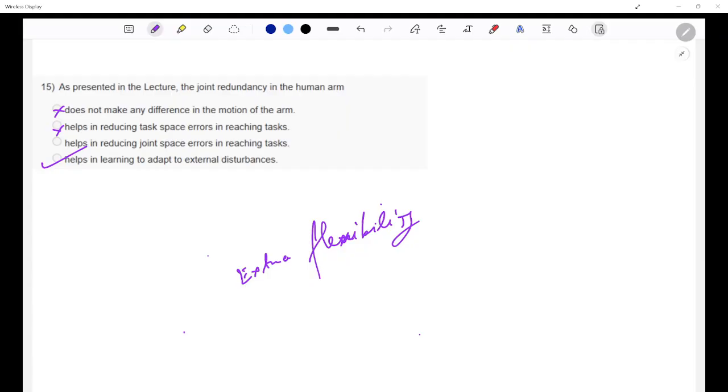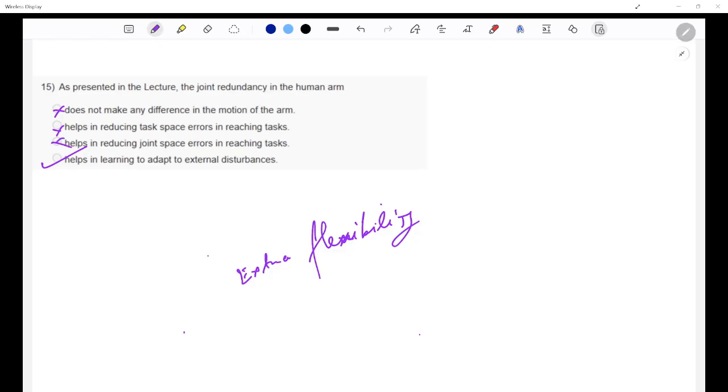And option C is it reduces joint space errors. Joint space error refers to errors in joint angles. But redundancy actually means many joint configurations are possible. So joint angles are not uniquely defined. Thus this statement is conceptually incorrect again.